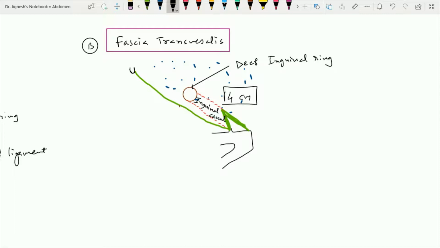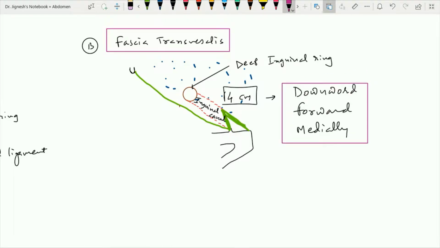inguinal ring is deeply situated within the fascia transversalis, and the superficial inguinal ring is present within the aponeurosis of the external oblique, which is a little bit more superficial. And the direction of this inguinal canal is also from the deep inguinal ring to the superficial inguinal ring. That's why it is a downward direction. So the direction of this inguinal canal is downward, forward and medially.